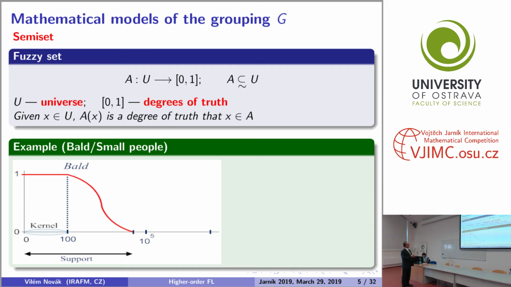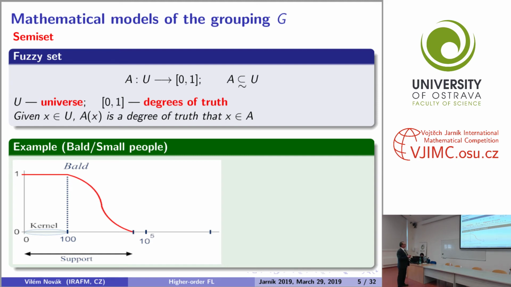If we have a universe U, then we consider a function from U to the interval 0, 1. And this interval 0, 1 can be understood as a set of degrees of truth. So if we are given an element x from the universe U, then the value from 0, 1, the functional value of this function, is the degree of truth that the element x has the given property denoted by this capital A. If you look at it, it is easy to see that it is a generalization of the standard characteristic function of a set. And here is a picture.